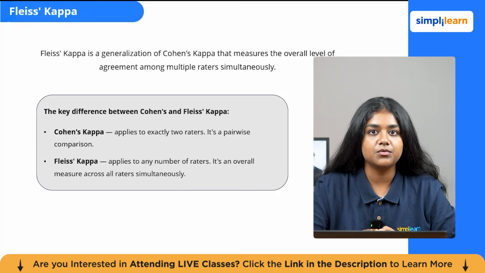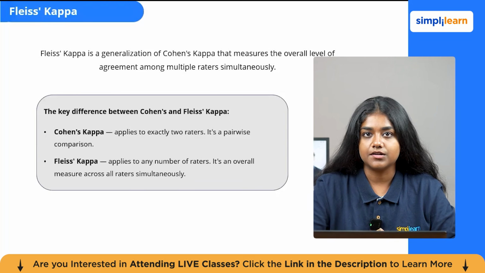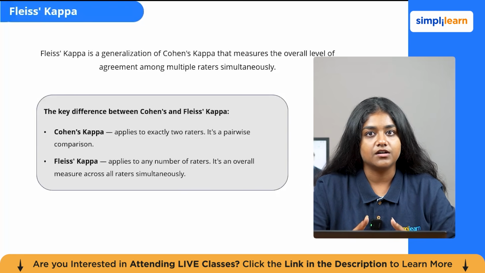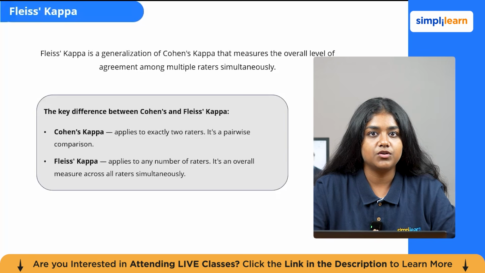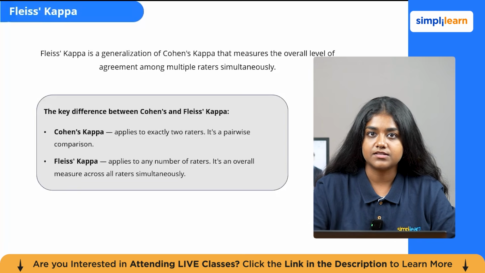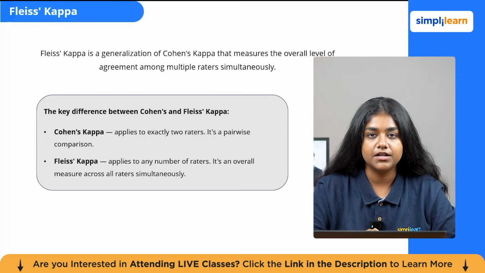The key difference between Cohen's and Fleiss' Kappa is that Cohen's Kappa applies to exactly 2 raters. It's a pairwise comparison. Fleiss' Kappa applies to any number of raters. It's an overall measure across all the raters simultaneously. So in a real-world attribute gauge study with 3 inspectors, you would calculate Fleiss' Kappa to get an overall picture of how well the team of inspectors agrees. Interpretation follows the same general guidelines as Cohen's Kappa values. Above 0.9 indicates excellent agreement, below 0.5 indicates poor reliability.